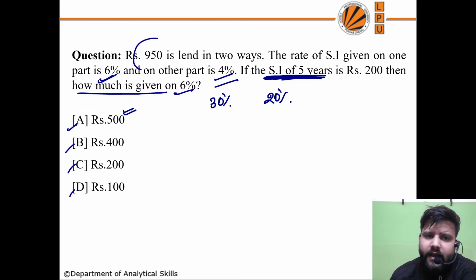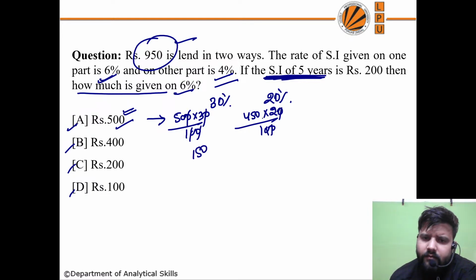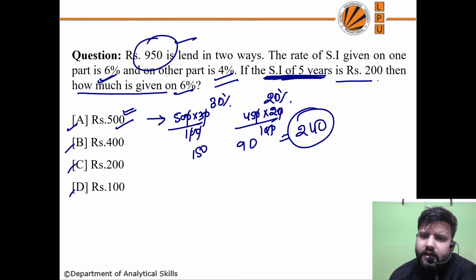Out of 950, if you lent 500 at 6%, the interest you will get is 500 multiplied by 30 divided by 100. And the remaining out of 950, which would be 450, will be given at 4%, which gives you 20 divided by 100. So finally it will give you 150, and this will give you 90, which is equal to 240. So it is not satisfying because the answer must be 200. So that's why it is gone from the picture.